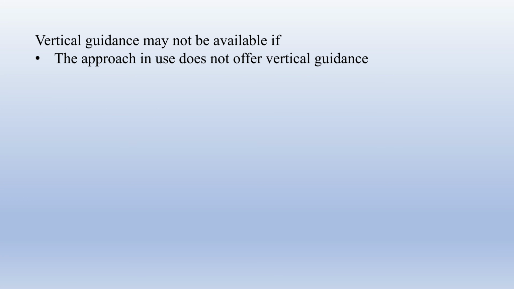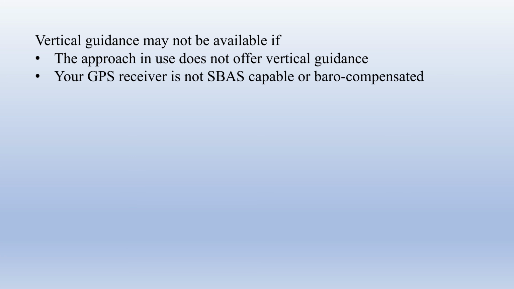Sometimes vertical guidance is not available on GPS approaches. This can be due to a number of reasons. The first is that the approach simply does not offer vertical guidance. Some approaches are designed without vertical guidance, and they are designed that way on purpose because of terrain or other factors in the area. So that could be the reason you're not getting vertical guidance on a certain type of approach. Your GPS receiver is not SBAS capable or barometric compensated. And again, we need one of these two types of systems to be able to generate that vertical guidance. So if your receiver is not capable of those modes, then it will not offer vertical guidance.